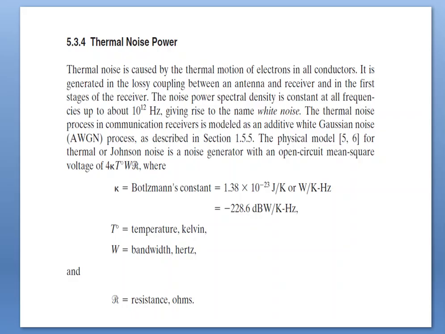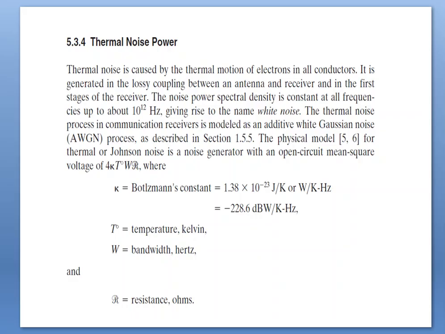And in the first stages of the receiver, the power spectral density is constant for all frequencies up to 10 to the power of 12 Hz, giving rise to the name white noise. The thermal noise processing in a communication receiver is modeled as an additive white Gaussian noise process.